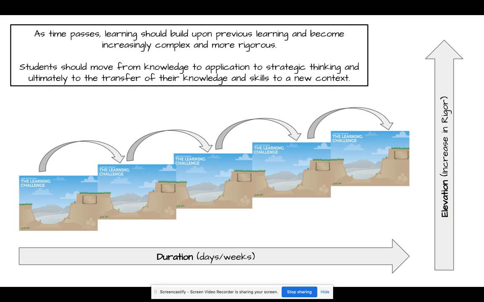So if you want to think about it in a certain way, as time passes, duration, class periods, days or weeks, that's the x-axis along the bottom, the elevation needs to increase as well, which is the level of rigor that builds upon the next thing. That's how learning is supposed to be taking place, is that we're constantly very thoughtful about our progressions so that it's not just stuff. It actually is purposeful in building the next set of learning that ends up in something and ultimately transfer to a new context.